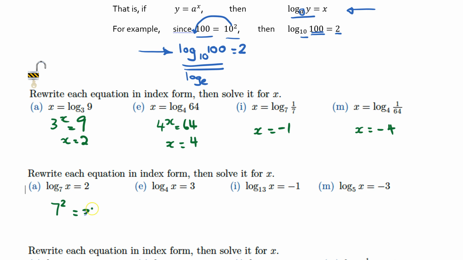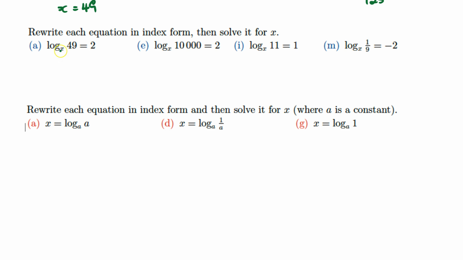This next line, 7 squared equals x. So that's how we rewrite it. This to that power gives us this. So of course x is going to be 49. Once we've got that relationship, then away we go. So x is 4 cubed, which is going to be 64. So that means my answer up here was wrong. That's just 3. 13 to the minus 1 equals x, so x is 1 on 13, and x is 5 to the minus 3, so that's 1 on 5 cubed, which is 1 on 125.